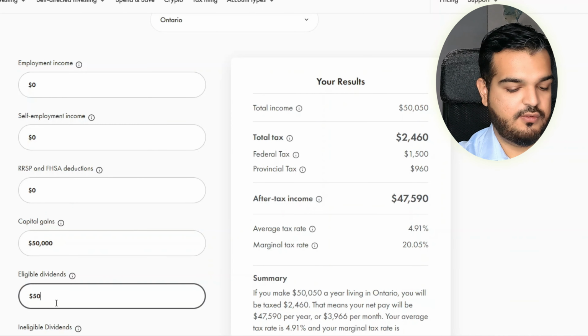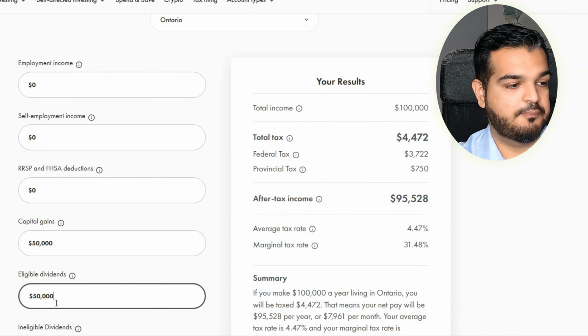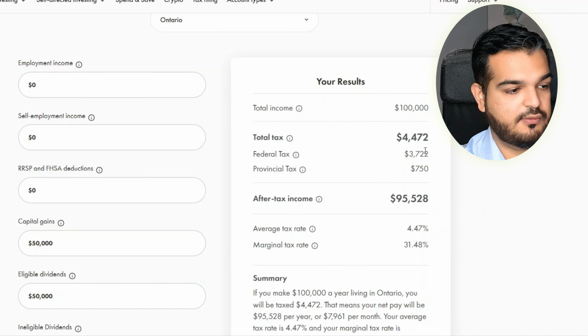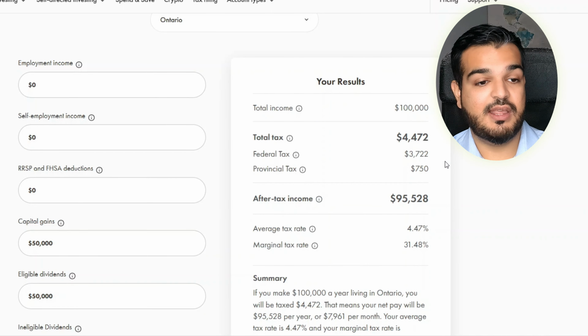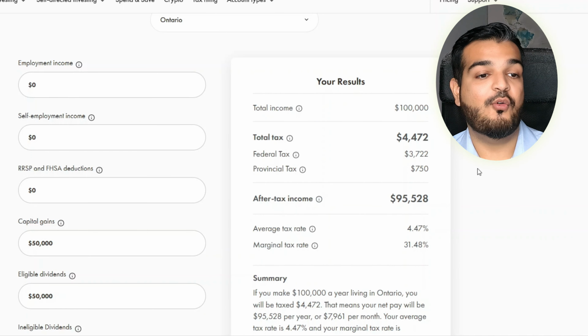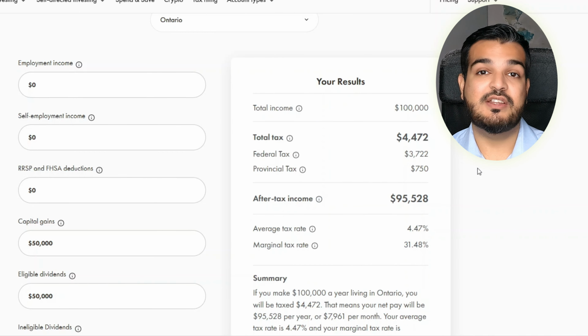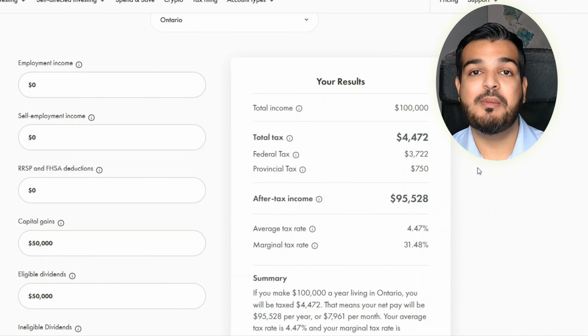And let's say you have $50,000 from capital gains and $50,000 from eligible dividends, well, you are still paying less tax. You're paying only $4,500 in taxes. So that's what I mean by if you can change your income source, you're going to pay less tax, even though you're making the same amount of money. And that's why it may be hard earlier on in your career when you're just starting out.